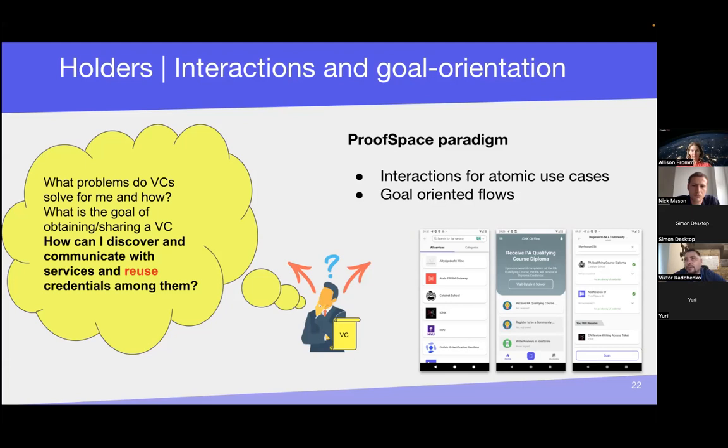Then, from our experience, interaction is not enough, because there can be long interactions, which consist of several small interactions, and we have to help the user pass through this way to achieve a final goal. And this is what we call goal-oriented flow, and you will see how we use it in the demo.